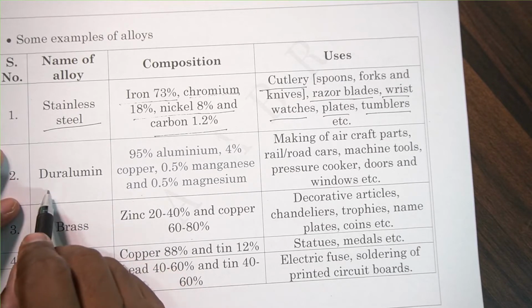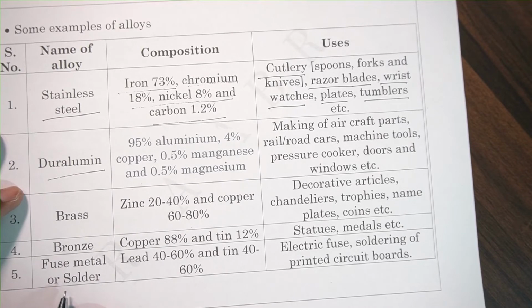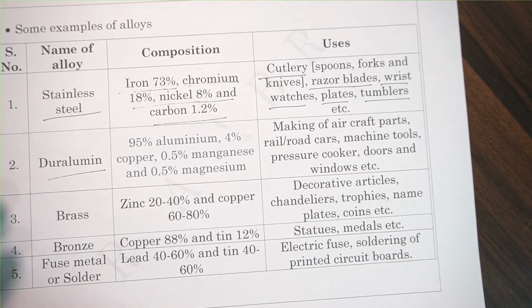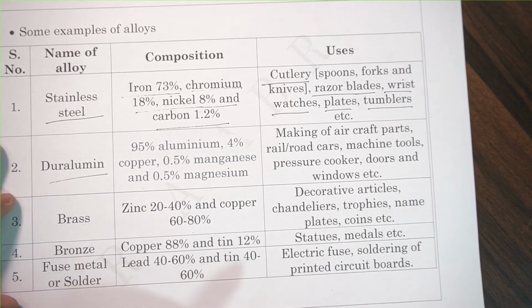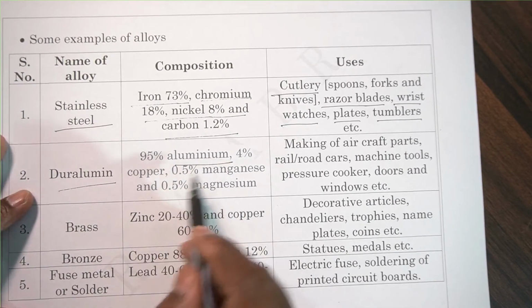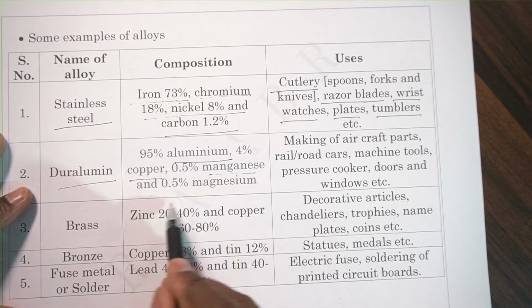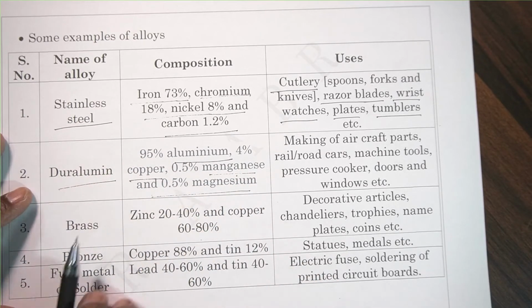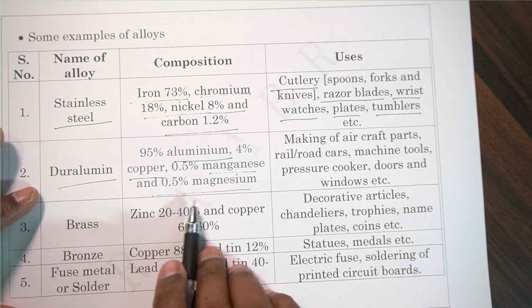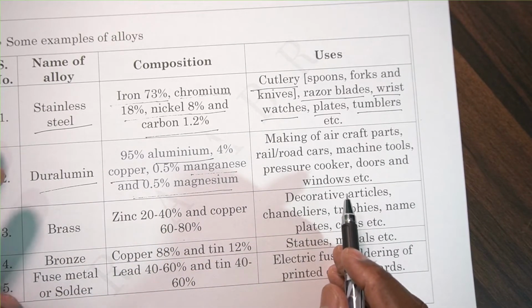The next is duralumin. What is duralumin? Aluminium, as we know, aluminium foil we use for wrapping food. Aluminium is so light, it can be torn with your hand. It is not very strong, but shiny and does not undergo rusting. So what you can do is, when you mix aluminium with other metals like copper, manganese and magnesium, what you get? You get duralumin. Now when duralumin is there, it is quite light but very strong.